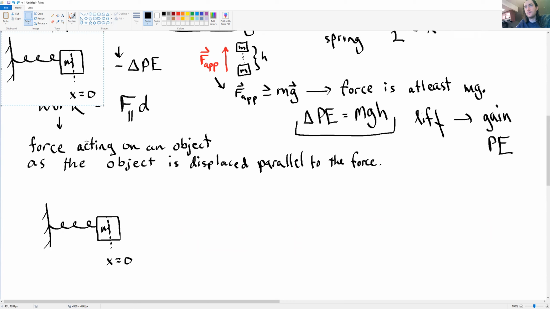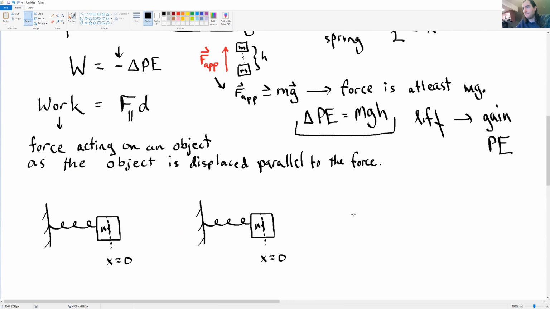There we go. So if I stretch the spring, again, I have to apply a force to stretch the spring, but it's the spring's force that's always there. And it's always F equals minus kx. And so that's the force that we reference the potential energy to.